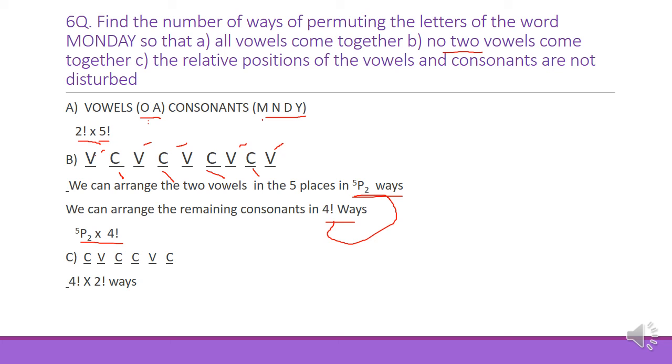Here third question, C, the relative positions of the vowels and consonants are not disturbed. So here we have the positions as consonant, vowel, consonant, consonant, vowel, consonant. So here vowels should be in the vowel places and the consonants should be in the consonant places. So we arrange the vowels in 2 factorial ways, and we have 4 consonants. We can arrange the consonants in the consonant positions in 4 factorial. So totally it is 4 factorial into 2 factorial, so that the relative positions of the vowels and consonants are not disturbed.